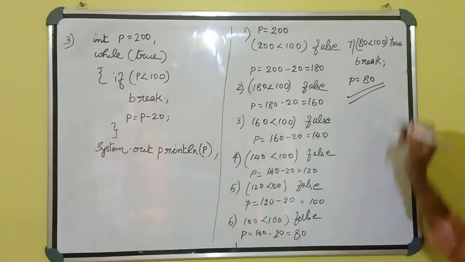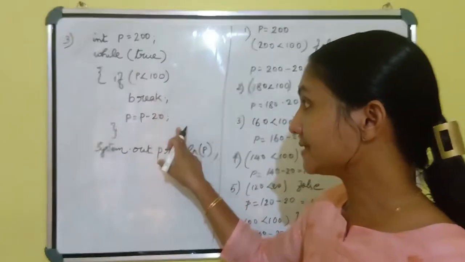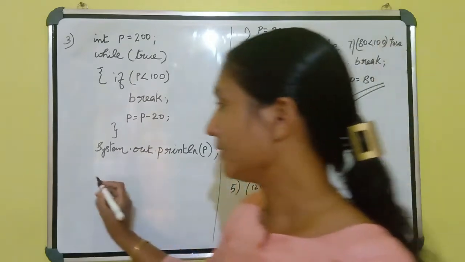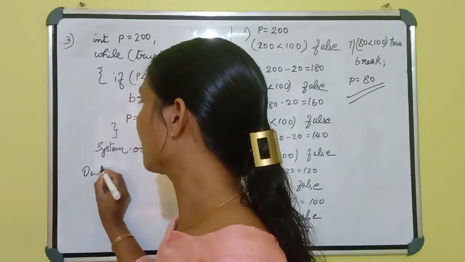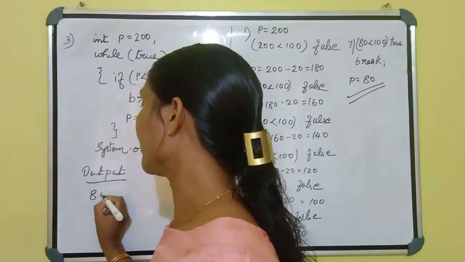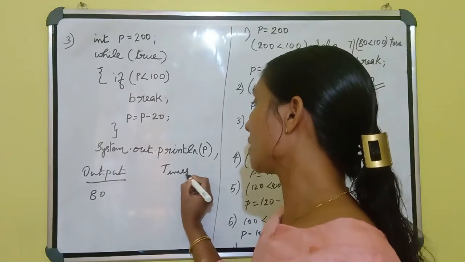What's the final value of p now? 80. After terminating this loop, which value will be printed? The final value of p. That means the output, you may write like this: output is equal to 80. They may also ask how many times. This is a logical question.